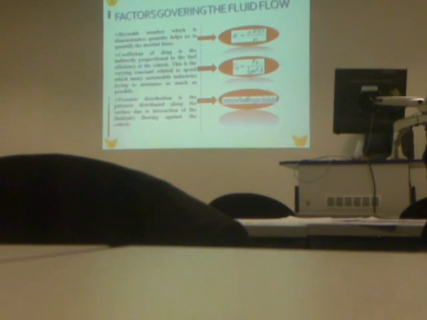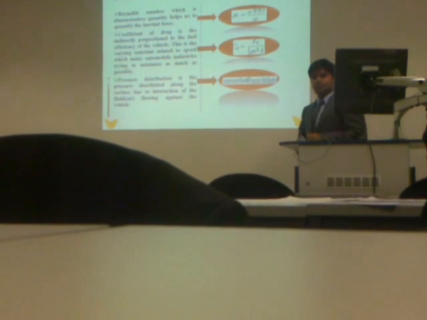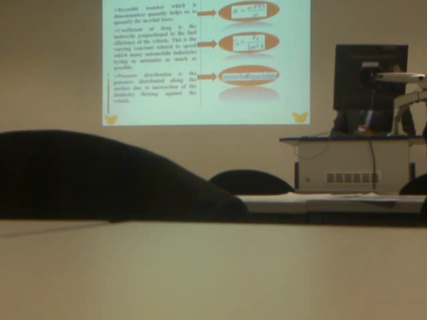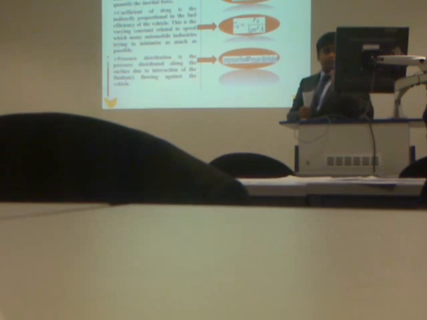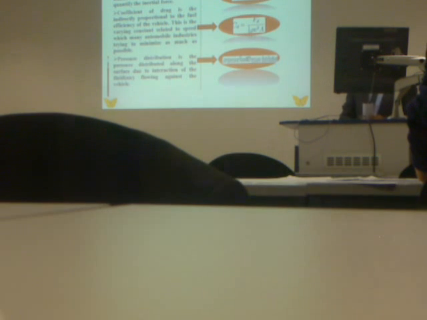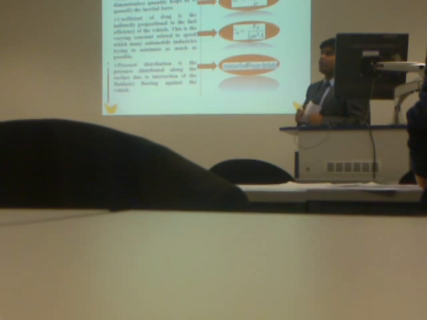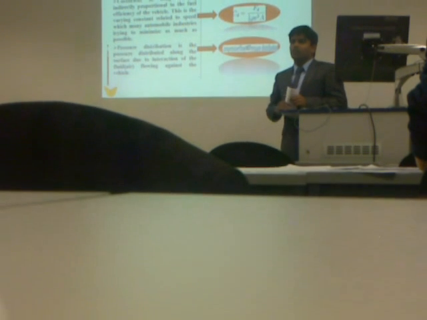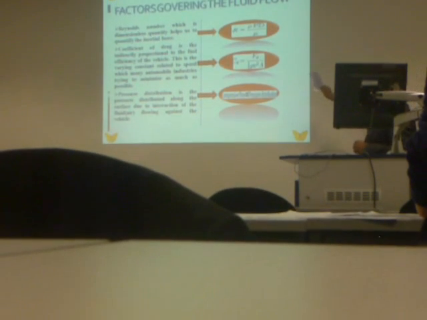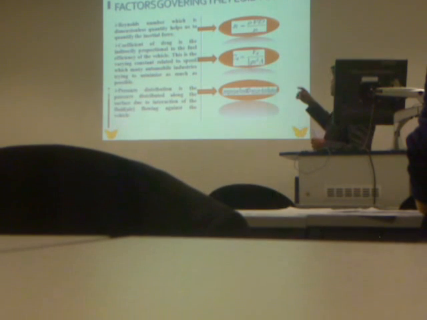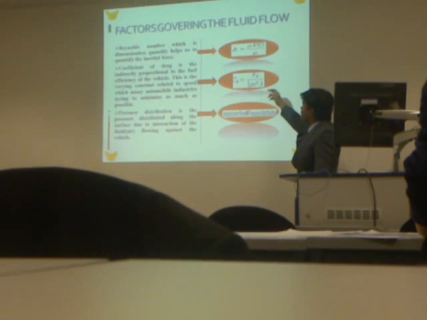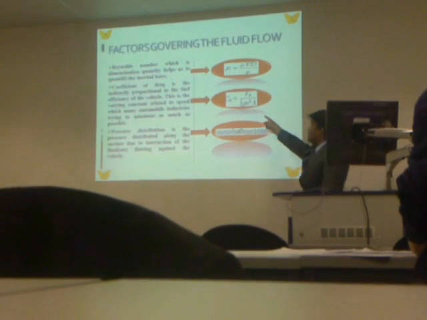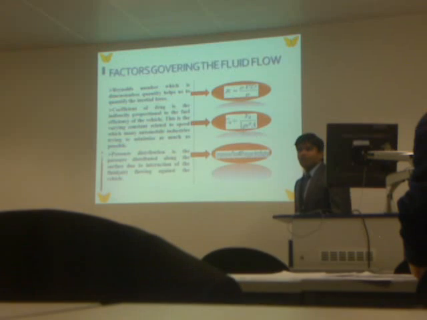And the coefficient of drag. The coefficient of drag is a dimensionless quantity as well, and it is inversely proportional to the fuel efficiency of a vehicle. So automotive industries try to minimize the coefficient of drag as much as possible to increase fuel efficiency. The relationship is shown here: Cd is the drag coefficient and Fd is the drag force, which is half of rho, the density, times the relative velocity squared, times the area occupied by the object.